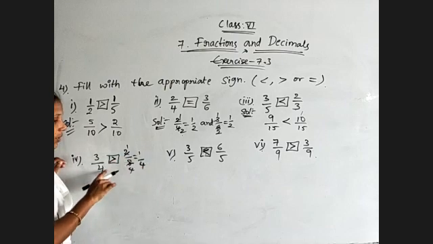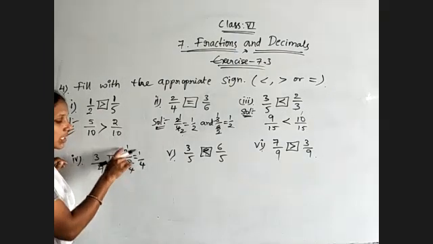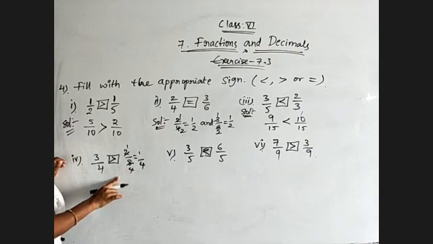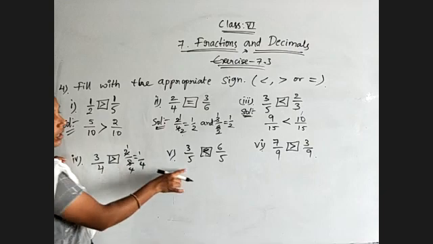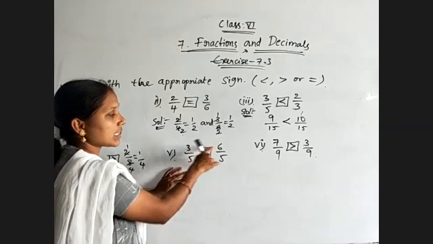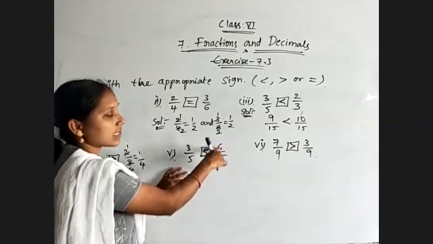That's why 3 by 4 is more than 1 by 4. 1 by 4 is nothing but 2 by 8. 1 by 4's equivalent fraction is 2 by 8. Now 3 by 5 and 6 by 5 are like fractions. So 3 is lesser than 6. 3 by 5 is lesser than 6 by 5.